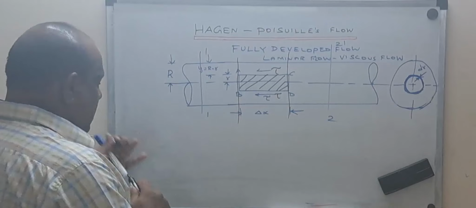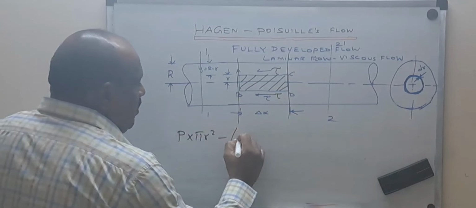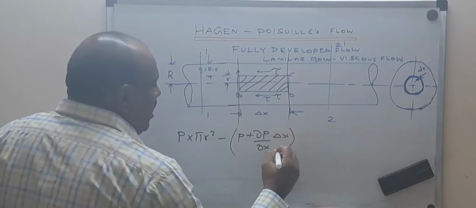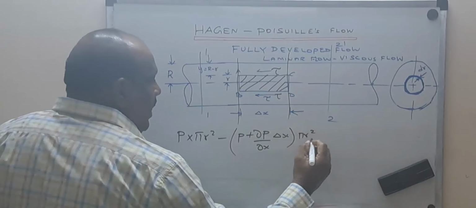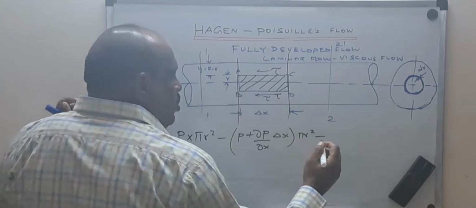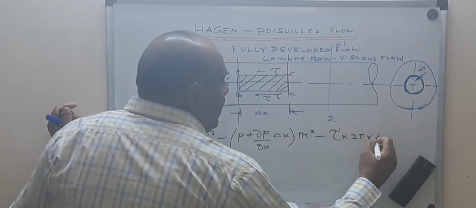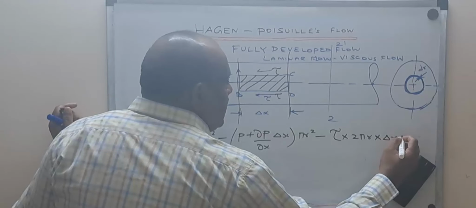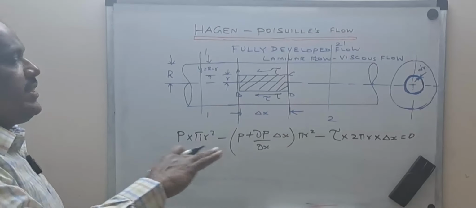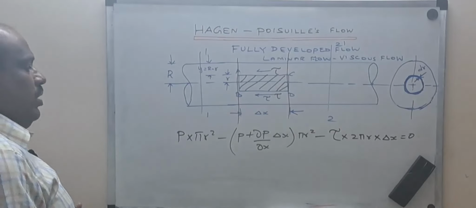So it is nothing but P into pi r squared minus P plus dou P by dou x into delta x of pi r squared minus, why am I putting minus? Because this shear force is also trying to oppose the motion. So tau into 2 pi r into delta x, the perimeter into the length, is equal to 0. Because in steady state, an equilibrium exists between the inflow and the outflow.